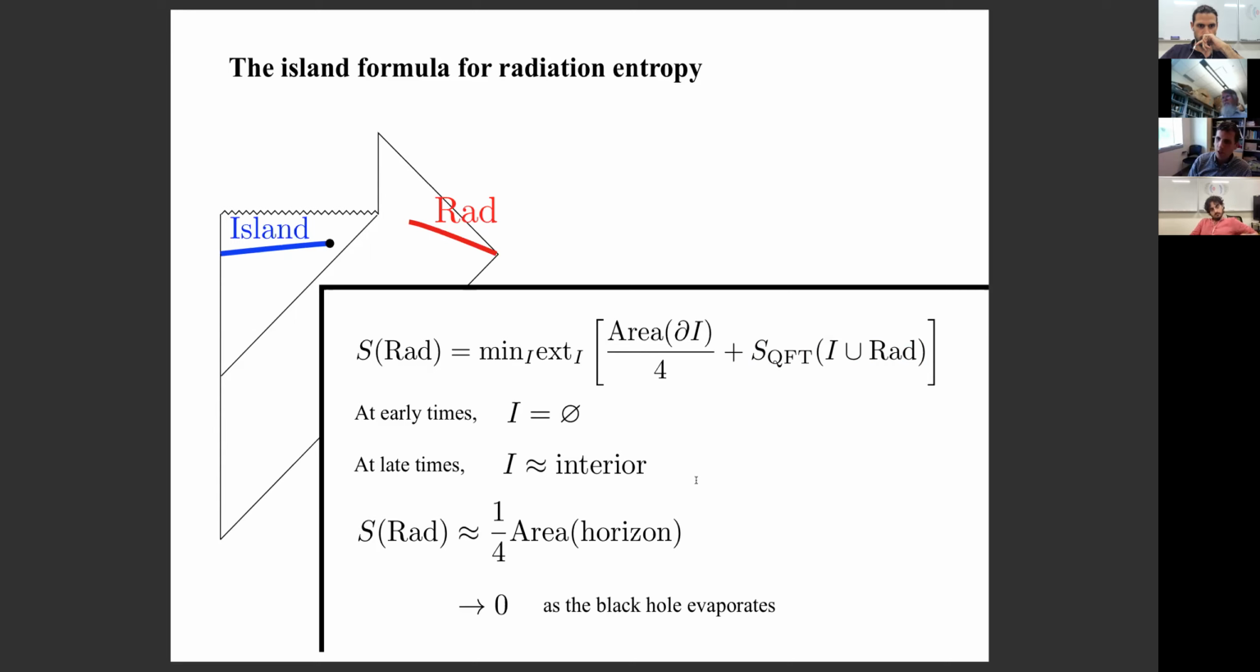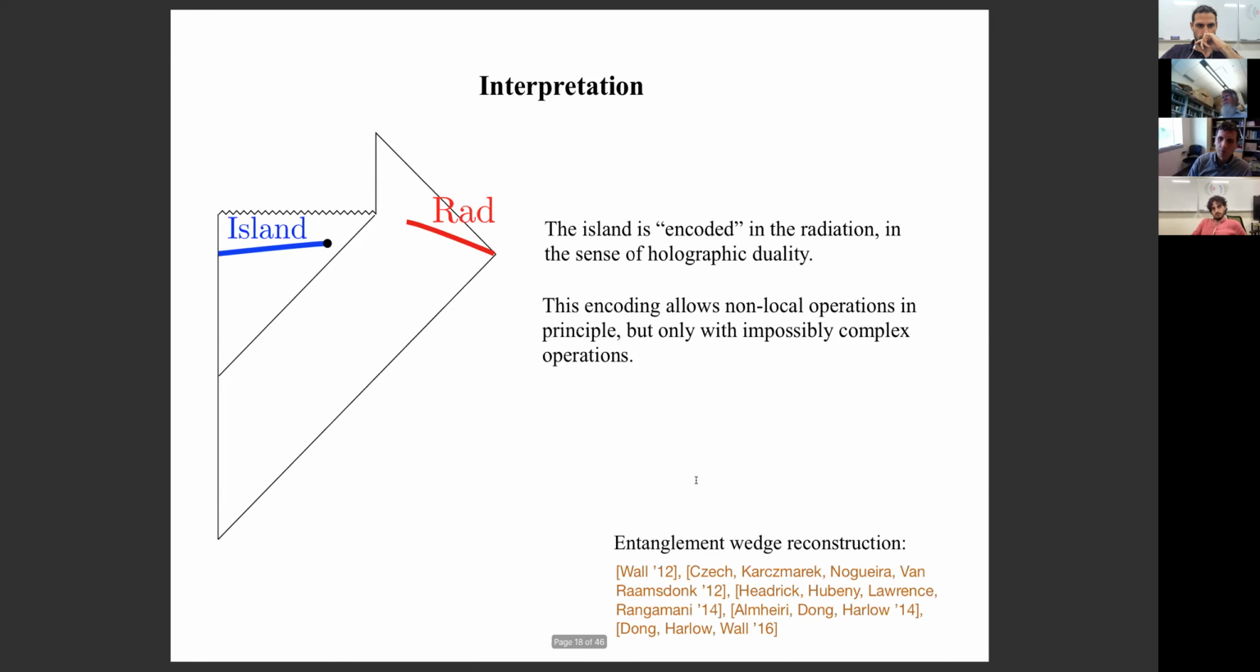I'm going to explain where this comes from in the path integral, but first a word of interpretation. Now, this slide is more speculative, in that this is how we interpret it in the AdS/CFT correspondence. And so I would say it suggests a similar thing for, say, black holes in flat space, but this still needs to be understood better. So the interpretation is that this is not just a formula for the entropy. Once you have this entropy formula, the island has an interpretation. And this is that the island is actually encoded in the radiation in the sense of a holographic duality.